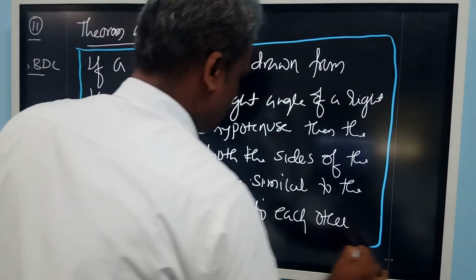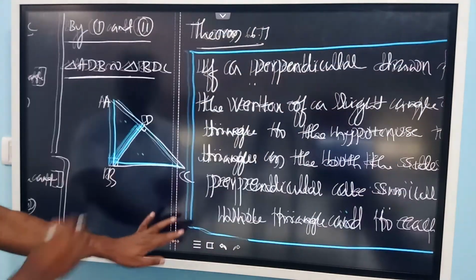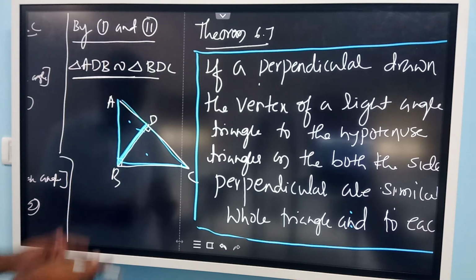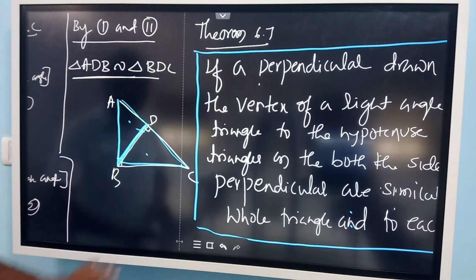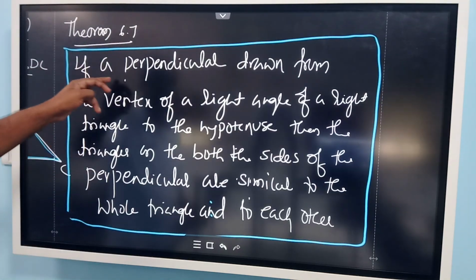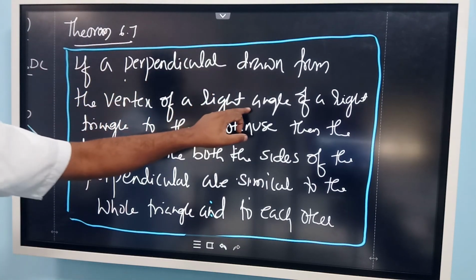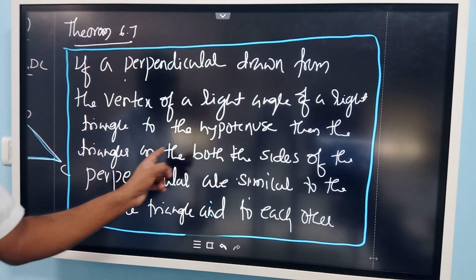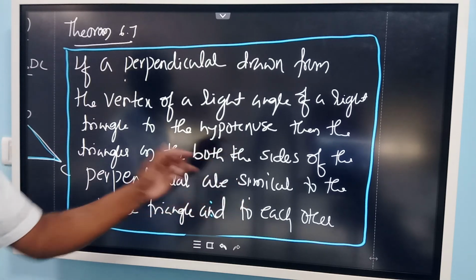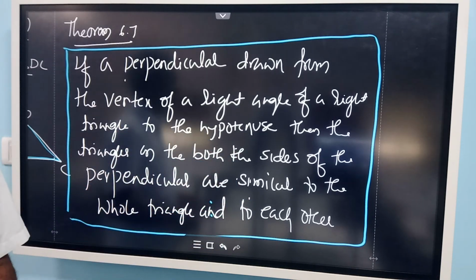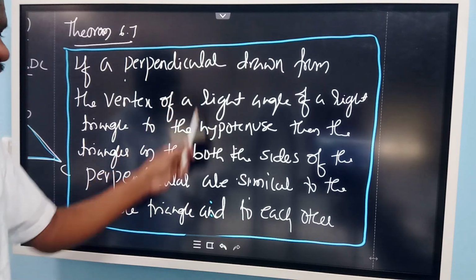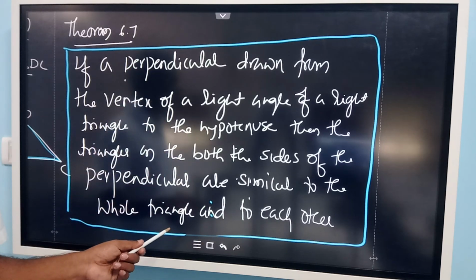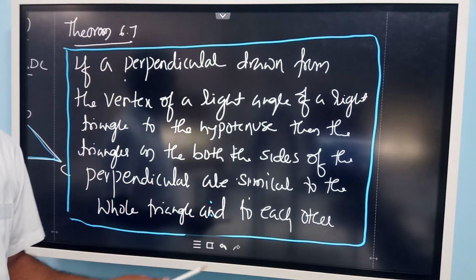So what we have done is show that this small triangle is similar to ABC, and this small triangle BDC is also similar to ABC. Hence, by comparing, we concluded these two triangles are also similar. So we can state it like this: if a perpendicular is drawn from the right angle vertex of a right triangle to the hypotenuse, then the triangles on both sides of the perpendicular are similar to the whole triangle and also to each other. We are going to use this property to prove the Pythagoras theorem. To prove the Pythagoras theorem, we should know this property, so we apply it to prove the theorem.